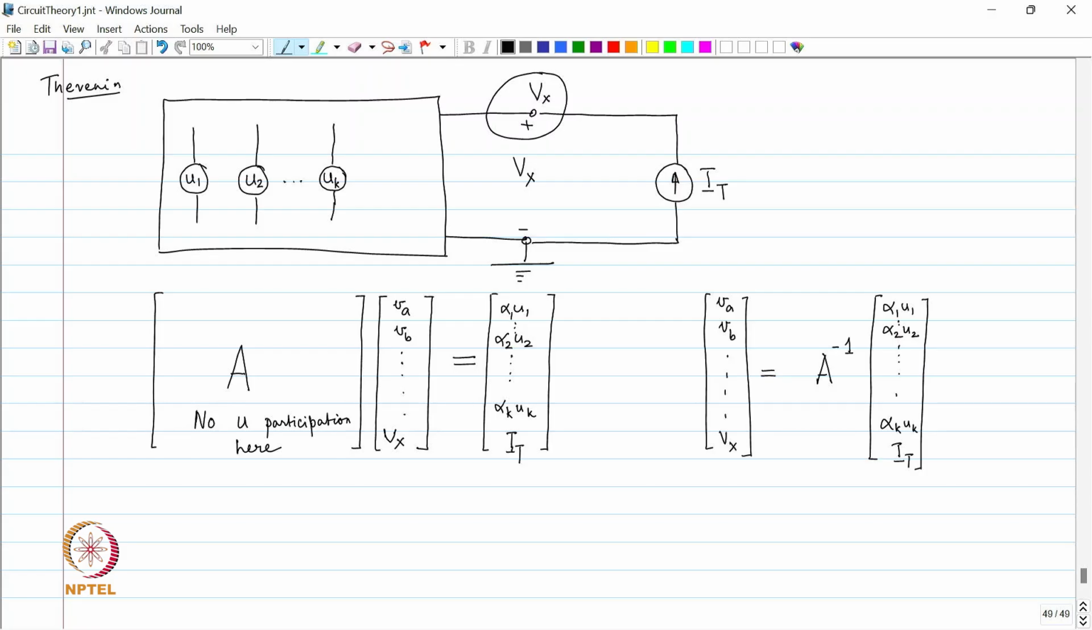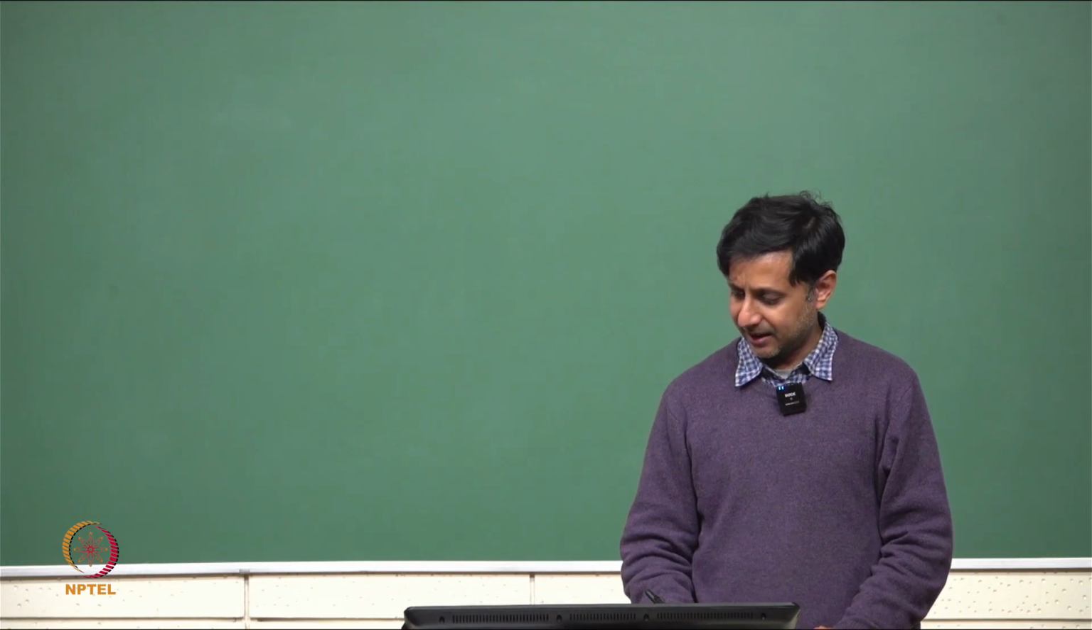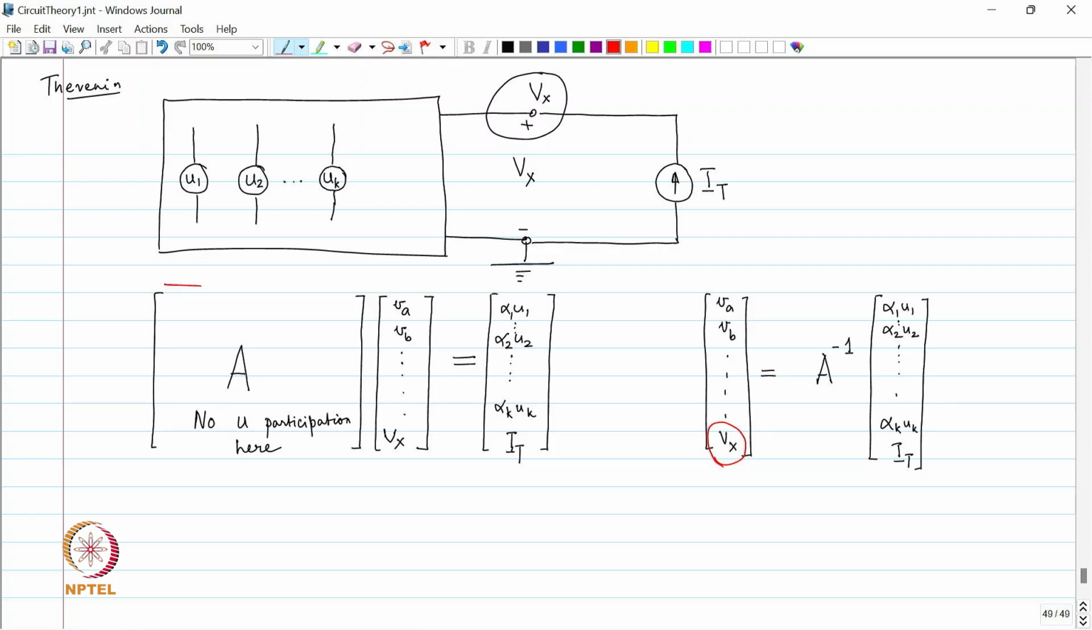All right. Okay. Now, V A, V B, all of these are not really of our interest. We only want to worry about V x. Okay. So, we only want to find out V x, only the last entry. Okay. Now, A inverse, A is a matrix full of constants, right. A inverse is also full of constants, and how many are there, by the way? What is the size of this?